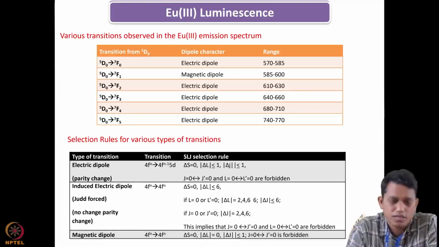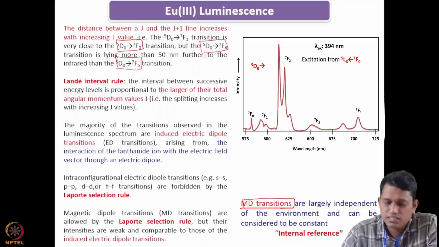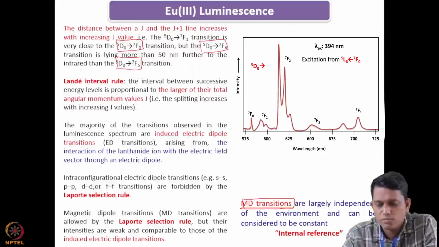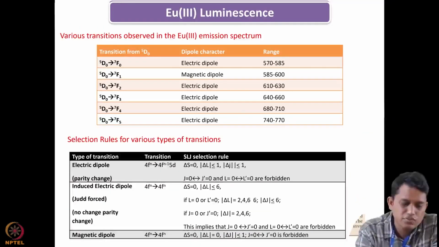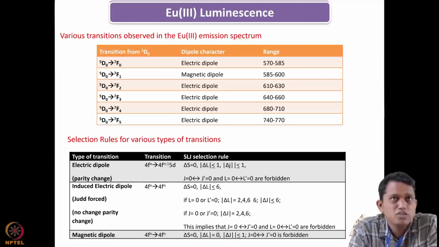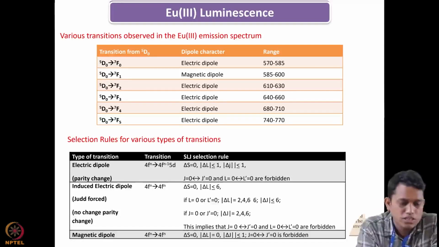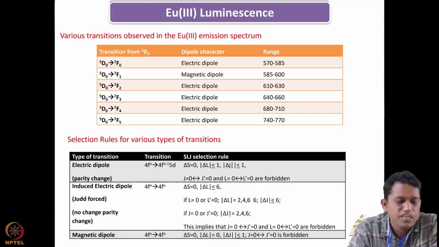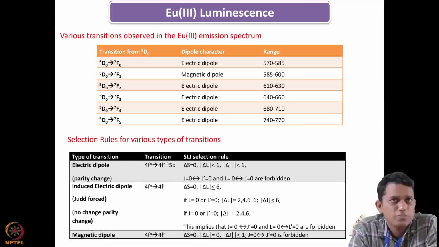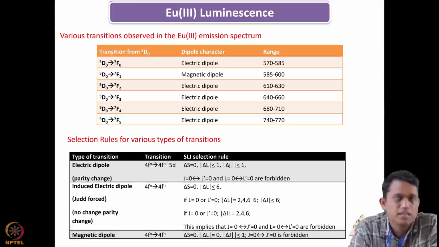And as I showed you, all these transitions are not of the same nature. Some of them are electric dipole and some of them are magnetic dipole. Here I've just given you the list. If you see the transition 5D0 to 7F0, this emission line is electric dipole. But the second one, 5D0 to 7F1, is a magnetic dipole. When I say magnetic dipole, it means its intensity does not vary very much when we change the ligand field. And the rest you can see are electric dipole transitions.